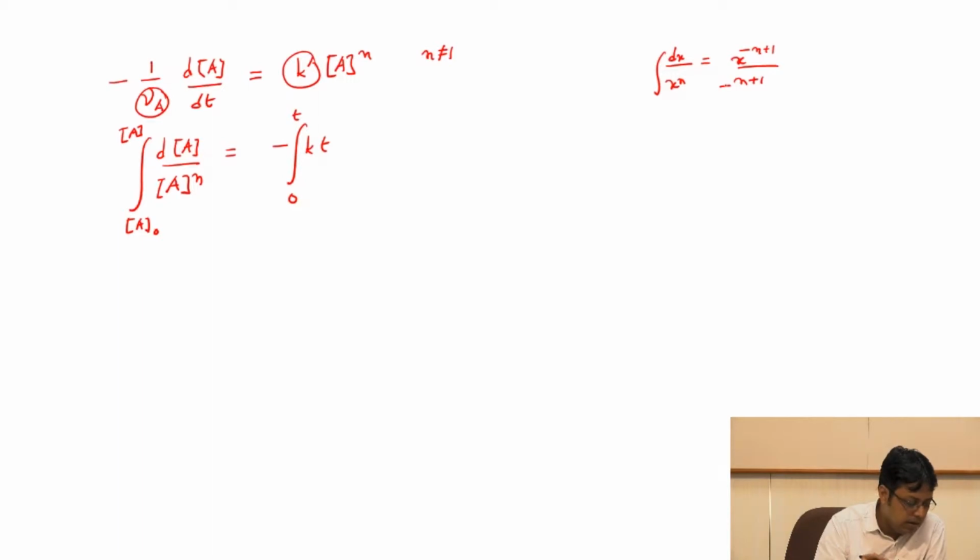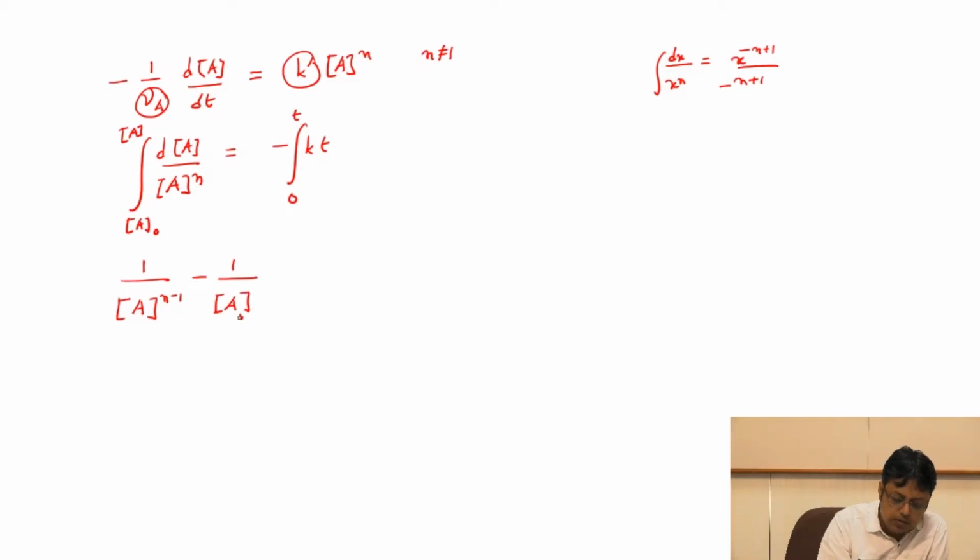So you can easily write it down and rearrange the terms, and you will figure out that the final form I'm writing here will be 1 over A to the power n minus 1 minus 1 over A0.